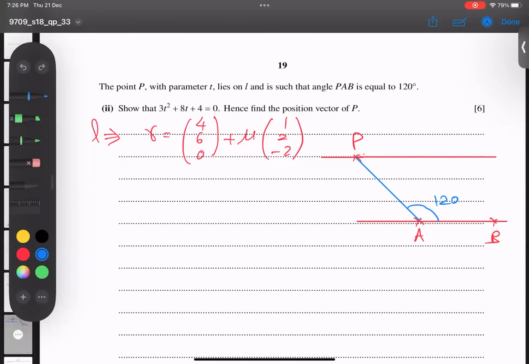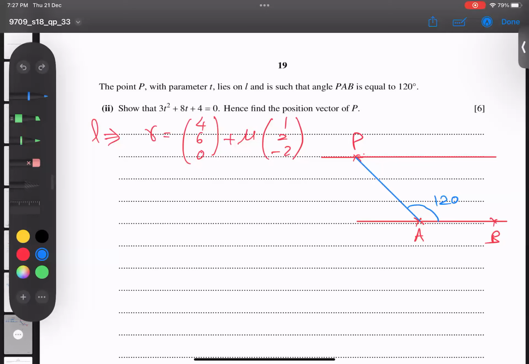Okay, now I read again from the first. Point P on the parameter T lies on L such that angle PAB is this one. So I have to prove this connection and find the position vector of T.